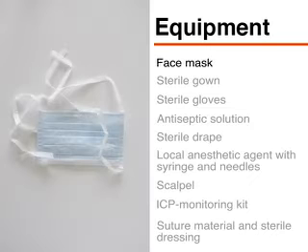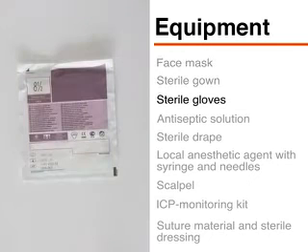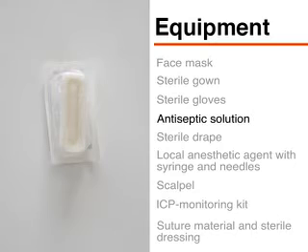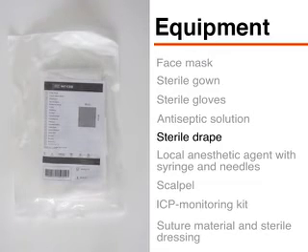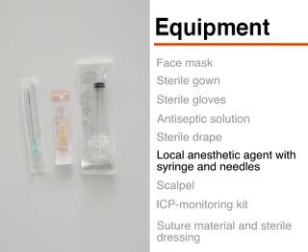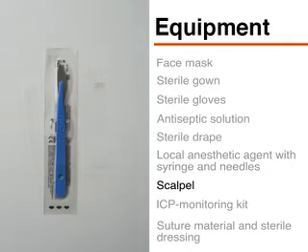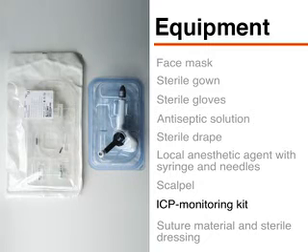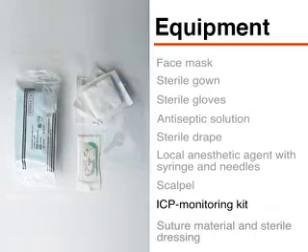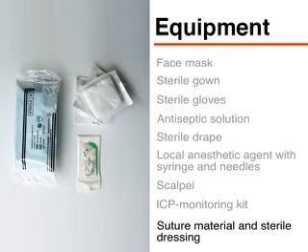For the procedure itself, you will need a face mask, a sterile gown and sterile gloves, an antiseptic solution such as chlorhexidine, a sterile fenestrated drape, a local anesthetic agent such as 2% lidocaine with 1 in 200,000 adrenaline, a 5 ml syringe, a 21 gauge needle for drawing up the anesthetic and a 27 gauge needle for administering the anesthetic, a scalpel with a number 11 blade, and an ICP monitoring kit. The kit should contain a twist drill with a drill bit, a bolt, an ICP sensor and a transducer. Finally, you will need some suture material such as a 3/0 nylon and a sterile dressing.